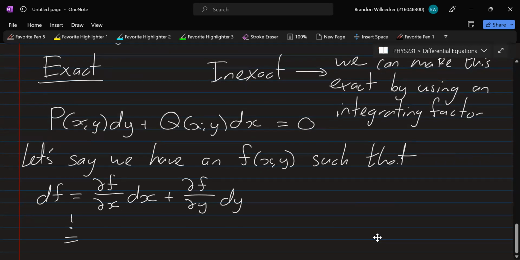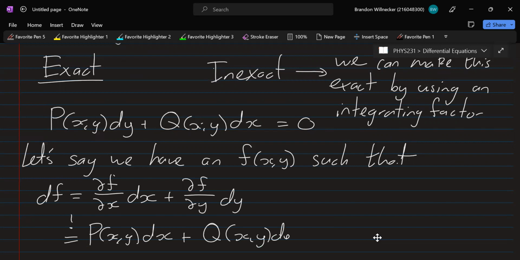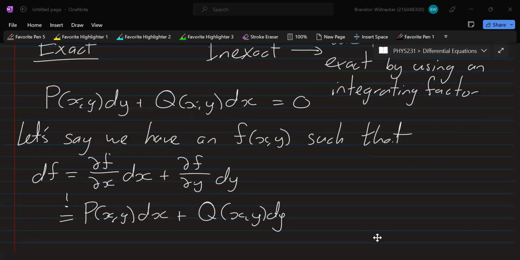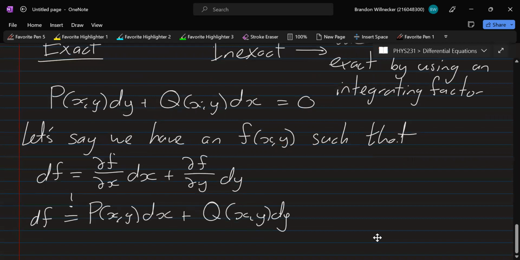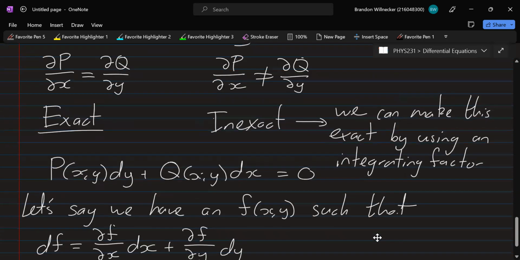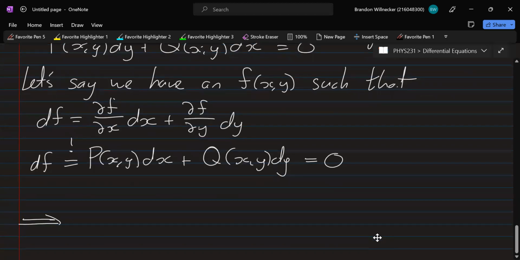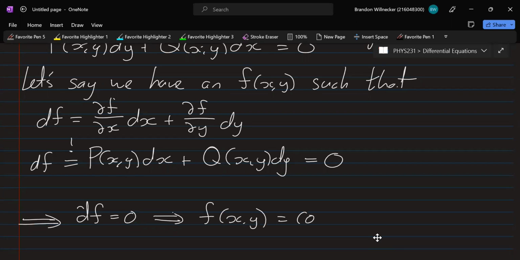If this is equal to p of xy dx plus q of xy dy, okay, so we match up the differential there, the derivative. So df by dx is p, df by dy is q. If we can do that, then we've got ourselves the solution, because this is equal to 0 from above, which means that df is equal to 0, which means f was a constant. Let's just call that c.